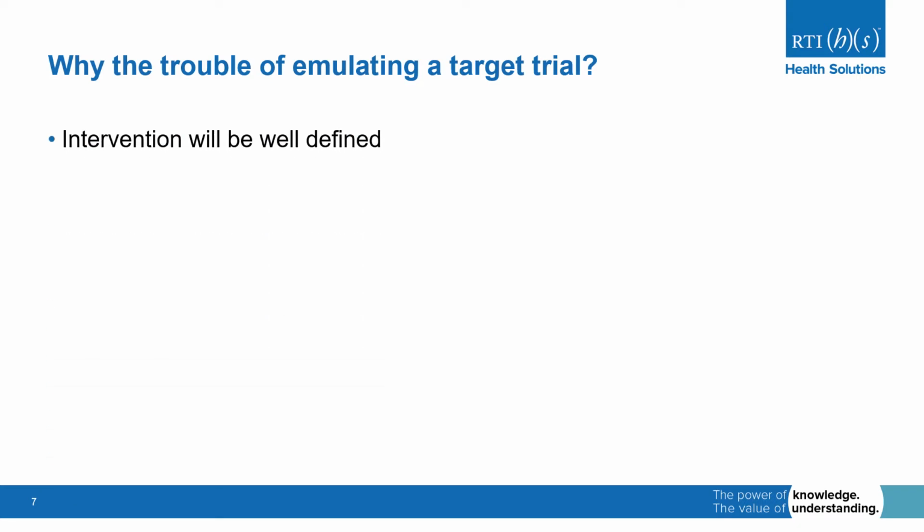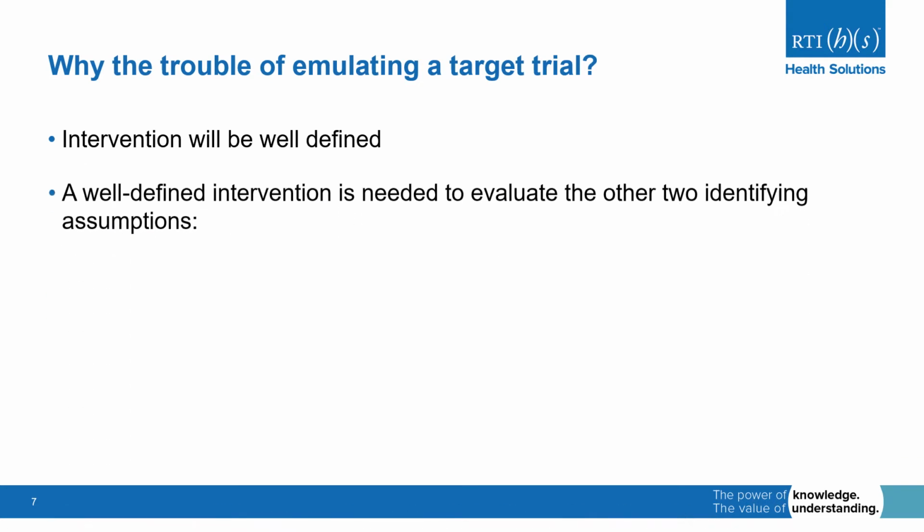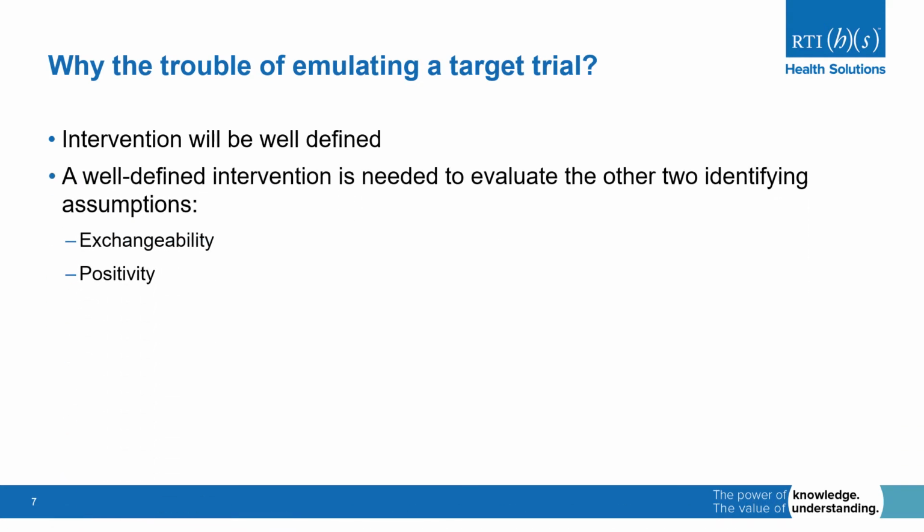The main advantage of emulating a target trial is that your intervention will be well defined. It will be very clear what you are studying. The technical term for that is consistency. Once we have a well-defined intervention, then it's very easy to address the other two identifying assumptions that we need for causal inference, which are exchangeability and positivity.